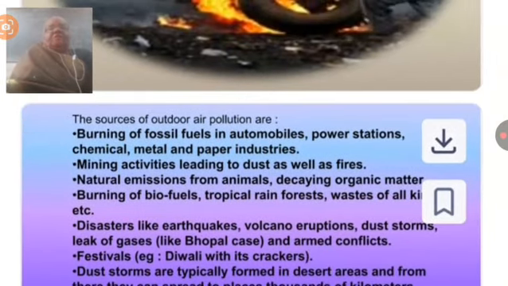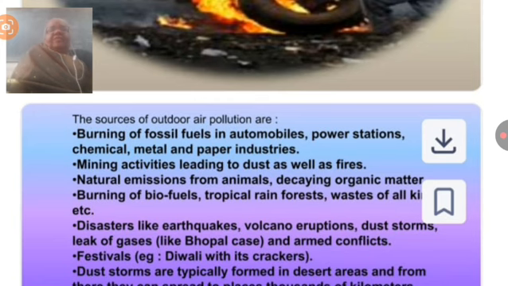The sources of outdoor pollution: number one, burning of fossil fuels in automobiles, power stations, chemical, metal and paper industries. Number two, mining activities leading to dust as well as fires. Number three, natural emissions from animals, decaying organic matter, etc. Number four, burning of biofuels, tropical rainforests, waste of all kinds.